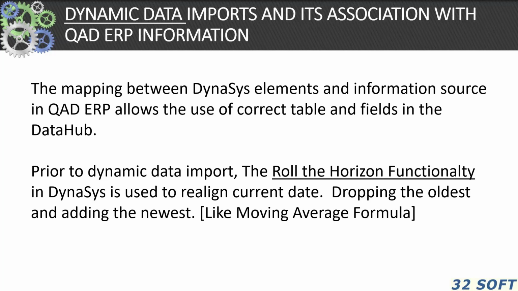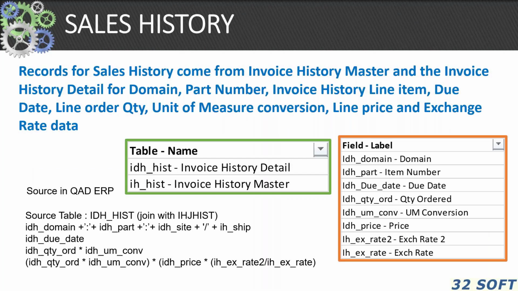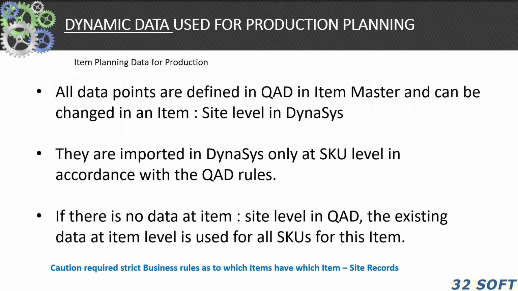Prior to the dynamic import, Dynasis rolls the horizon in the Dynasis system to realign the current date to a pre-configured import task sequence, allowing the next imports to include data within the correctly considered horizon only. Records for demand come from open orders, from sales order, domain, item, safety stock, time fence, from the part planning detail. Records for sales order history come from the invoice history for domain, part number, due date, line order quantity, unit of measure, and exchange rate data.